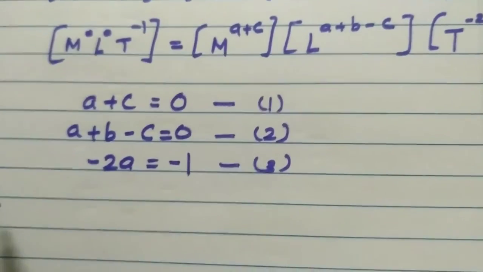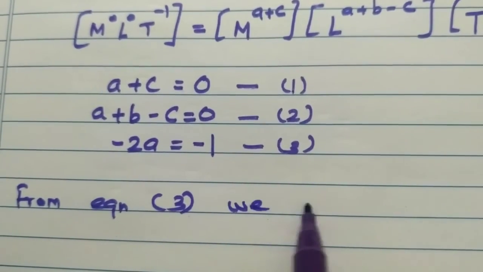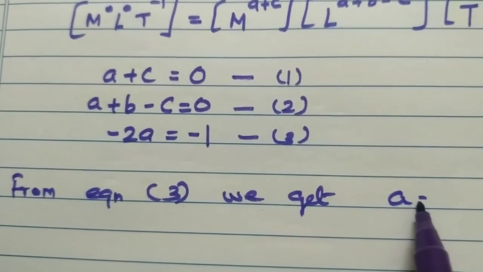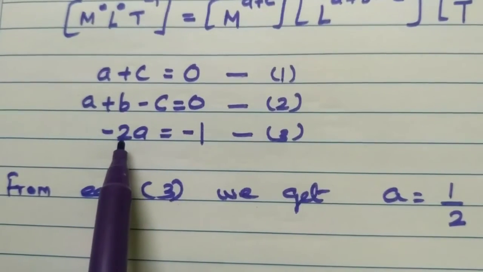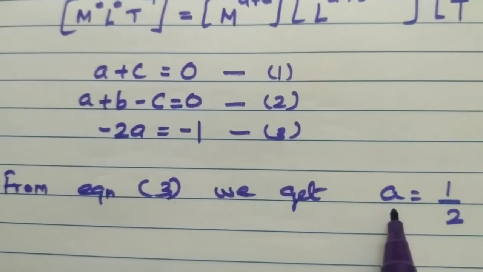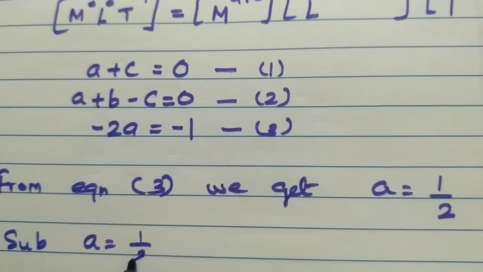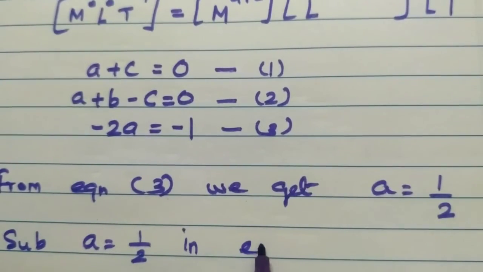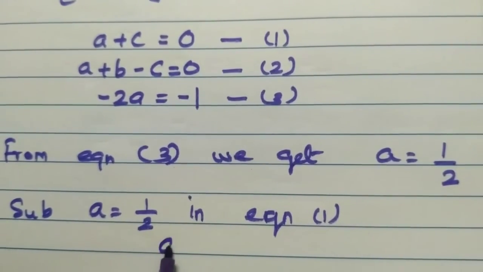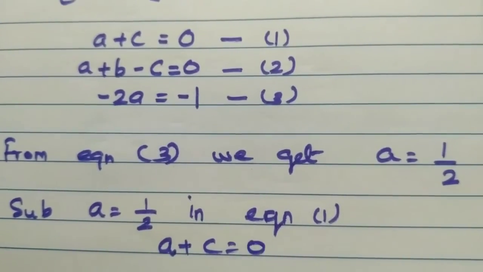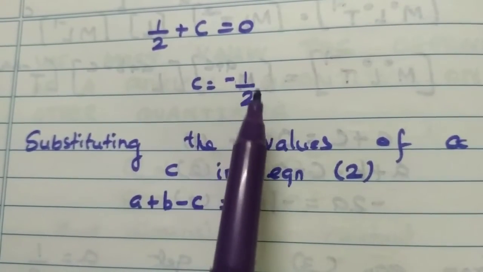Okay. So from equation 3 we get A is equal to 1 by 2, isn't it? Here this minus and minus get cancelled and 2 comes to the denominator, then we get A is equal to 1 by 2. Now substitute this A is equal to 1 by 2 in equation 1. In equation 1, that is A plus C is equal to 0, isn't it? So A plus C is equal to 0. 1 by 2 plus C is equal to 0. Then we get C is equal to minus 1 by 2.